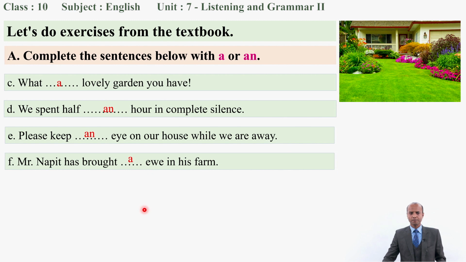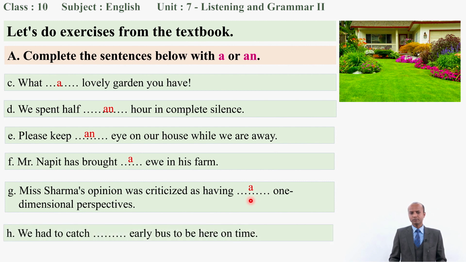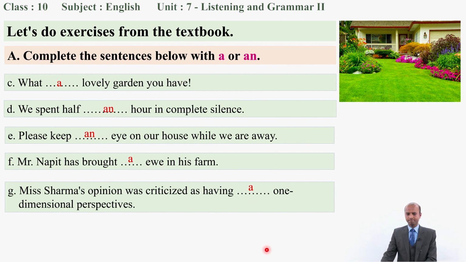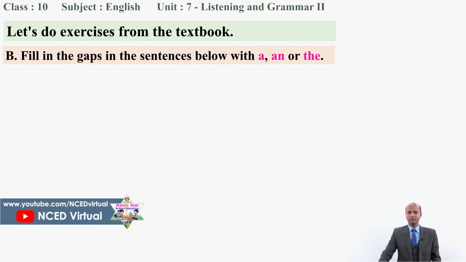Very good. A. Next: Miss Sharma's opinion was criticized as having a one-dimensional perspective. One-dimensional. A or an? Yes, definitely a, because it is pronounced as 'one'. So although it starts with a vowel letter, we have to use A because it is pronounced as one. Okay. We had to catch the early bus to be here on time. And your article? Yes, an. Good.